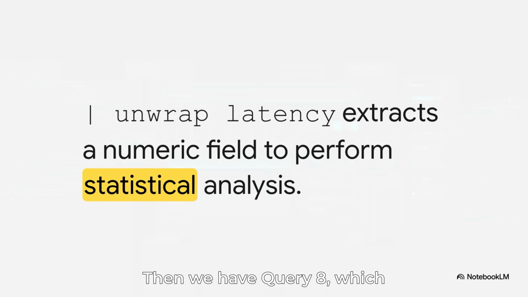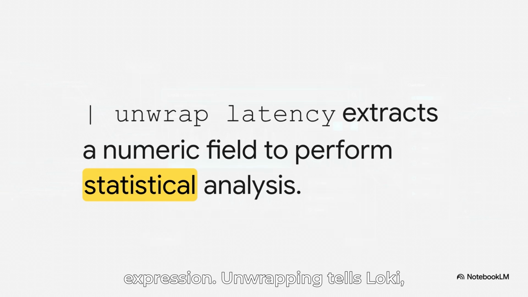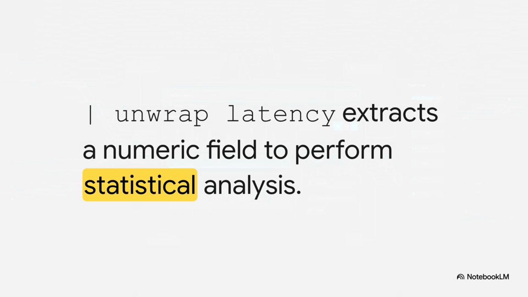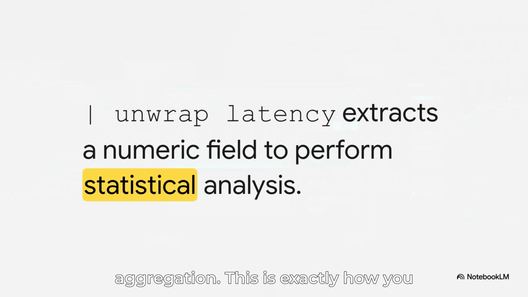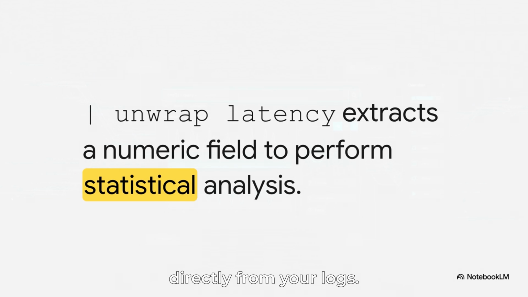Then we have Query 8, which showcases how to extract embedded values to calculate the 99th percentile latency. We parse the JSON, and then we use the unwrap expression. Unwrapping tells Loki, hey, stop looking at this log line as just a string of text. Instead, extract this specific numeric field, latency, and use it as the sample value for our aggregation. This is exactly how you perform deep statistical analysis directly from your logs.